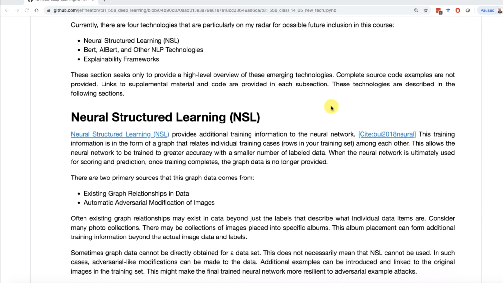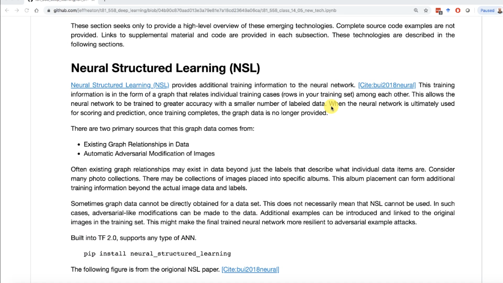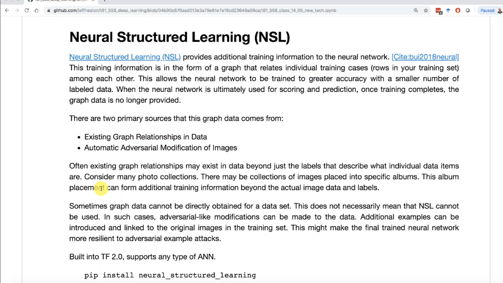So neural structured learning, what this really does for you is gives you a way to input graph data into the training of the neural network as well. This is used very often if you have, say, a bunch of images that the user has already done some tagging on, maybe put them in specific albums, or if you have multiple images that you know are close together in some way, shape, or form, you can put these graph edges into it, lines, and connect them. Now there's 2 primary sources that this additional graphing data comes from.